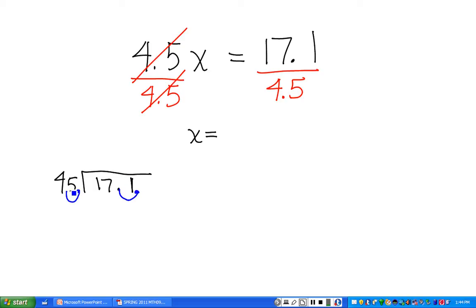So really we're dividing 45 into 171. Let me rewrite that. Right now we're dividing 45 into 171, because all the decimals ended up behind the numbers. So that's the same thing as saying 45 into 171.